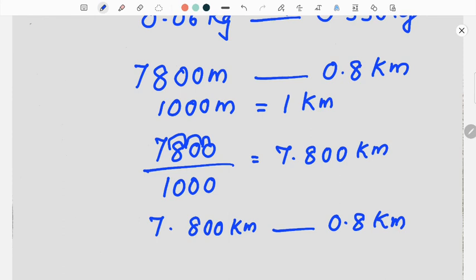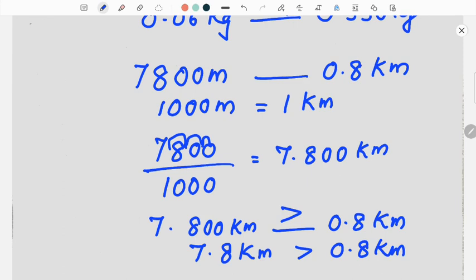Now both measurements are in the same unit. Then check the whole number part. 7, 0, which is greater? 7 is greater than 0. So 7.800 kilometer is greater than 0.8 kilometer. You can write 7.800 as 7.8 kilometer, which is greater than 0.8 kilometer.